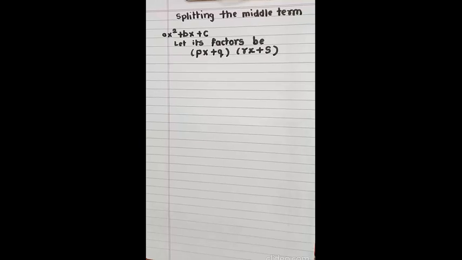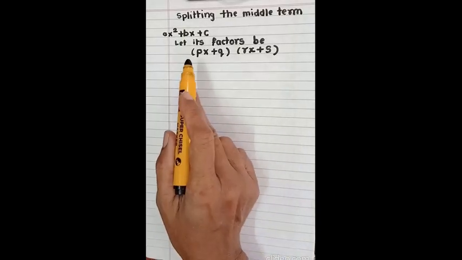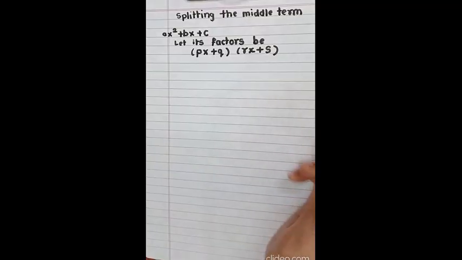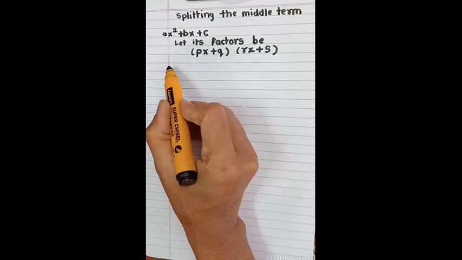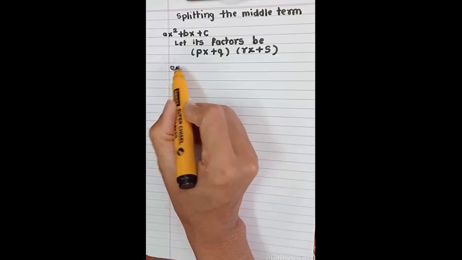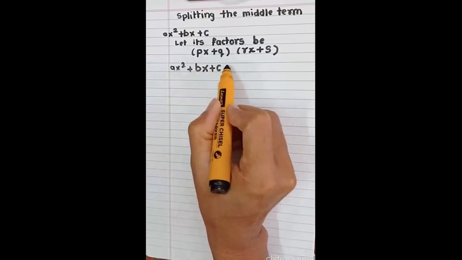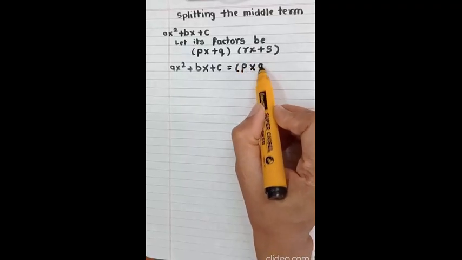Hello friends, let us see splitting the middle term for quadratic polynomials, where you want to find the roots of the equation. So let its factors be px plus q and rx plus s. As these are the factors, we'll equate both sides. So you get ax square plus bx plus c.